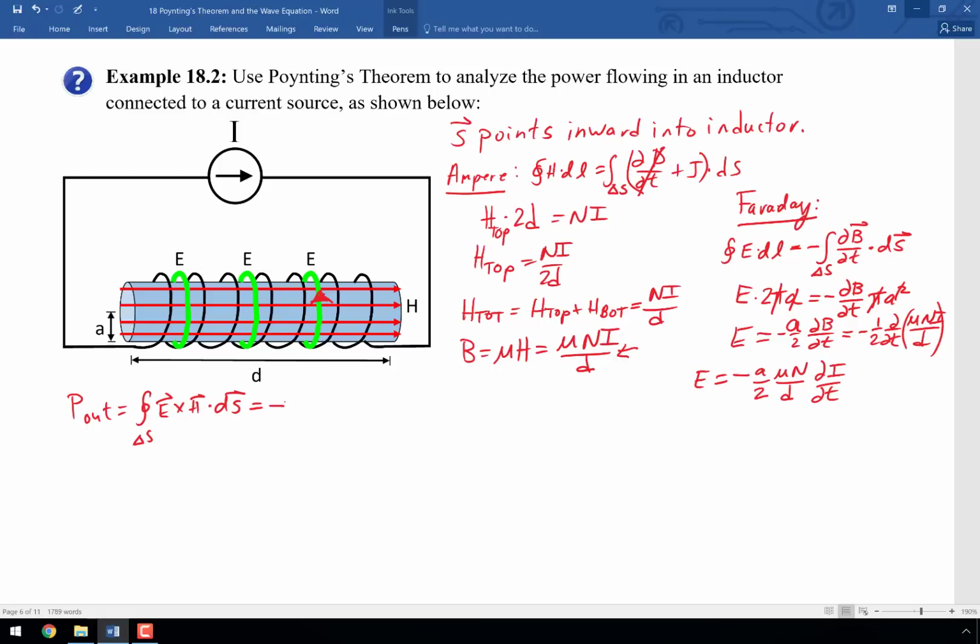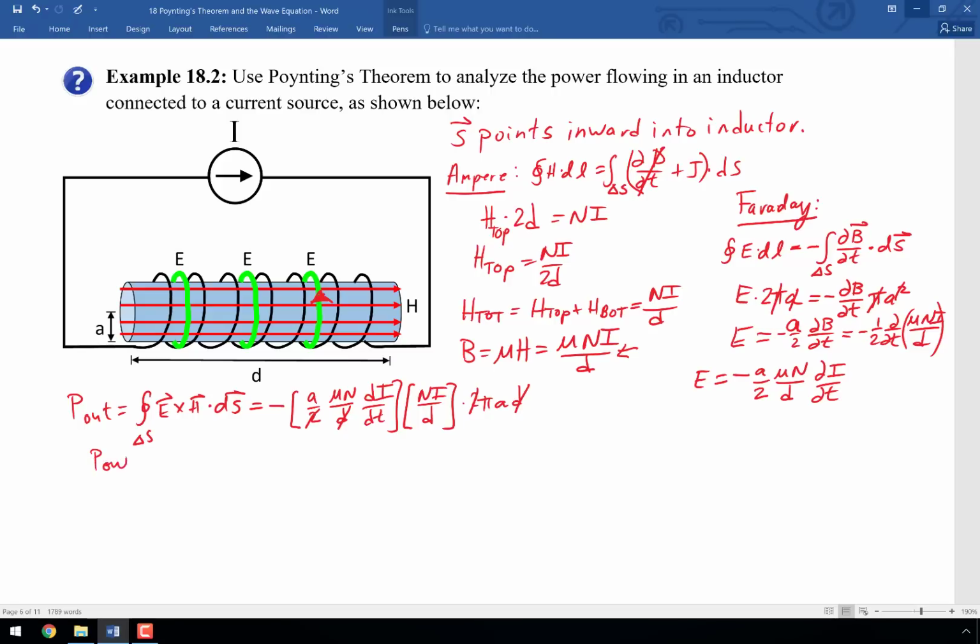And it's going to be the electric field, which I just found to be A over 2 times D, or mu n over D times di dt. And then the H field was Ni divided by D. And then the surface area is 2 pi A times D. So boy, this is getting to be quite an equation. The D's are going to cancel, the 2's can cancel, the pi, there's nothing to cancel the pi, and there's nothing to cancel the A. In fact, the A is going to get squared.